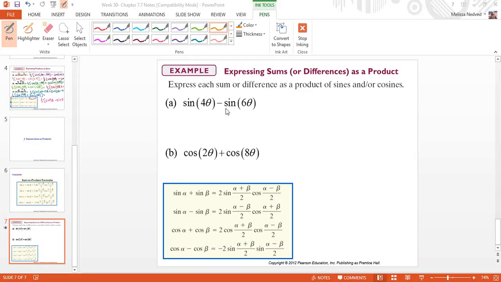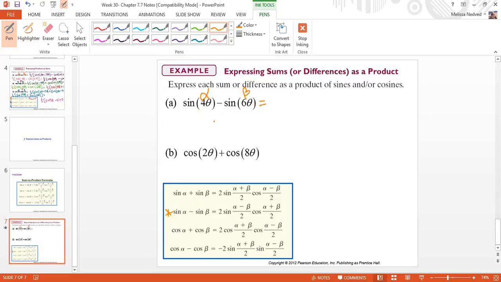So for our last examples, again, we want to start by picking out which theorem we need. We're asked to express each sum or difference as a product of sines or cosines. Part A says sine of 4 theta minus sine of 6 theta. I would have sine in both my terms, and I'm subtracting, which means I'm going to use this second formula down here. And just like in the previous examples, we want to identify alpha and beta.